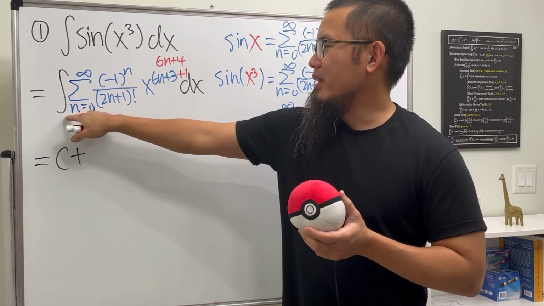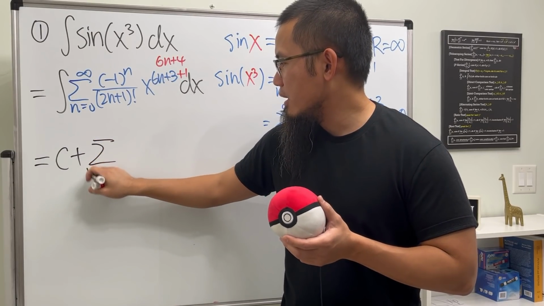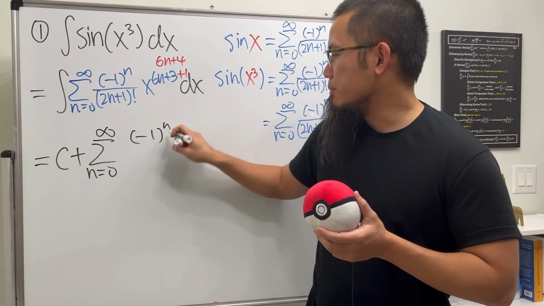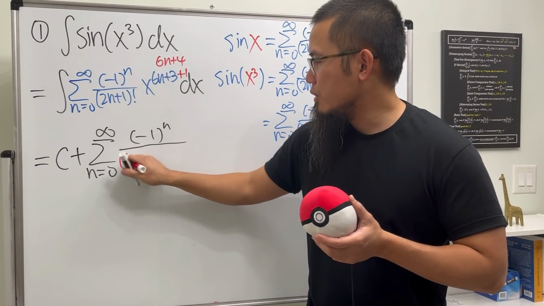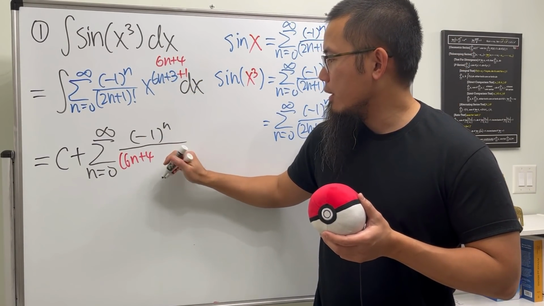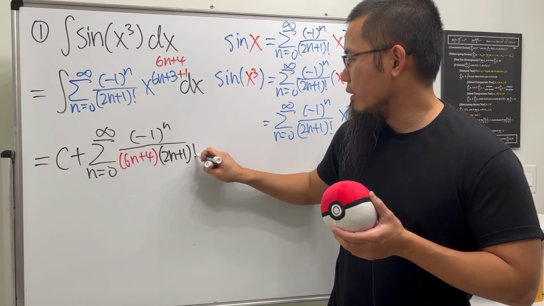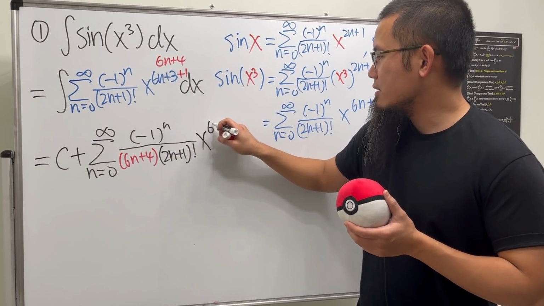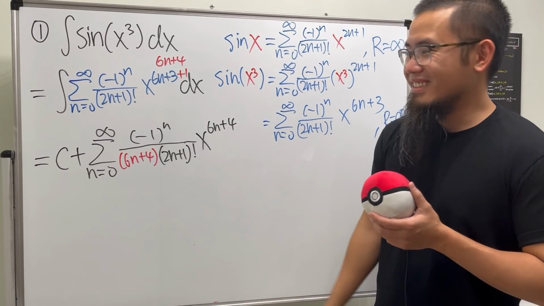Integrating this, so the integral is done already because we did that already. So we have just the series, n goes from 0 to infinity, and then we have -1 raised to the nth power over, remember to divide it by the new power here, which is the 6n plus 4. And then we still have that. They're just the coefficients, so they stay. And then here, x to the 6n plus 4. And that's pretty much it. How easy is this, right?